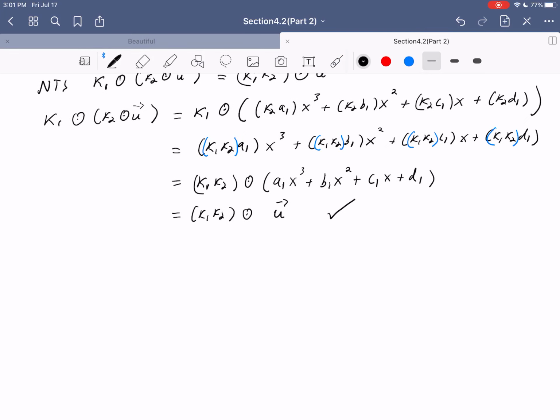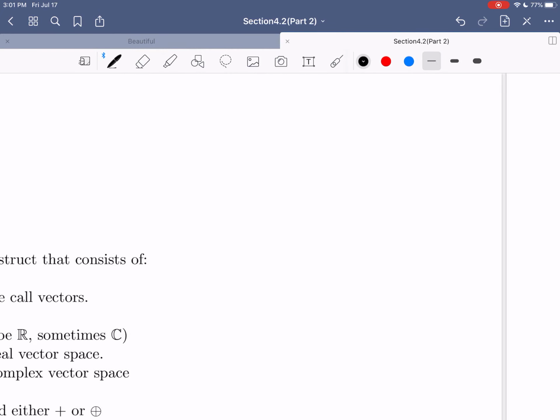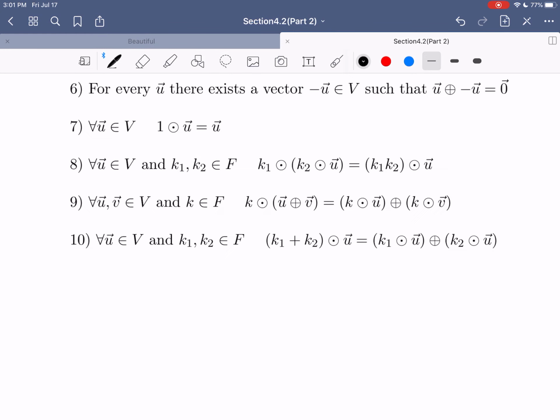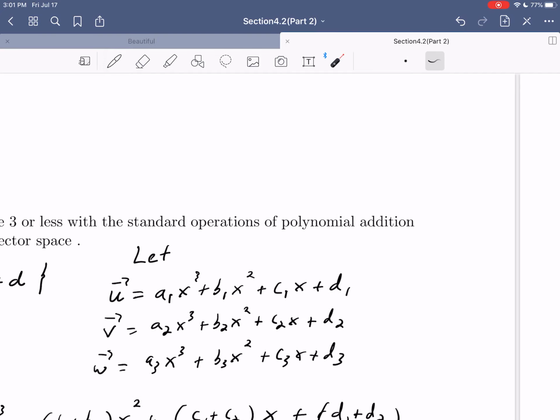All right, last two, we've got our distributive properties. So both of these two properties are going to involve both our vector addition and scalar multiplication operations. First, we need to show that a scalar distributes over vector addition, and then we need to show that scalar addition distributes over scalar multiplication. So let's go ahead and start with property 9.